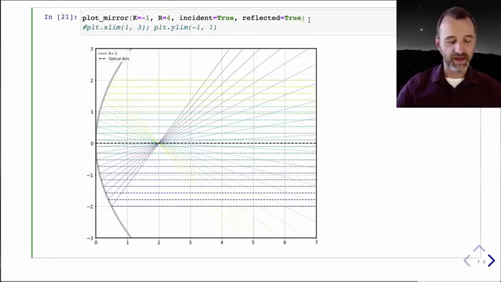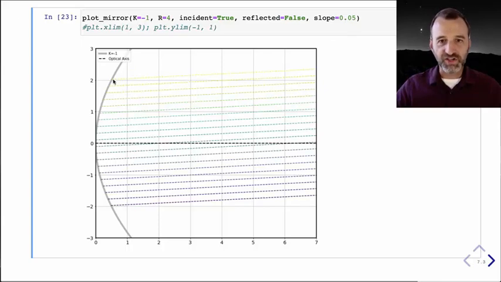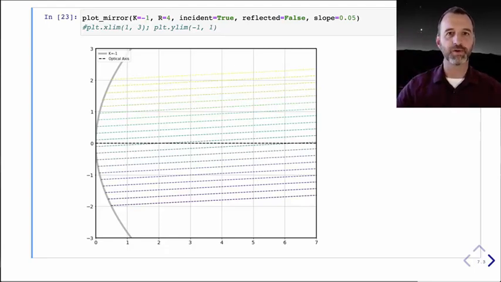So we can simulate that here just by changing the slope of those lines coming in. I'm just going to make them a little bit offset. Let's turn off the reflected for a second. There we go. So now all these lines are at a slope of 0.05 with respect to this optical axis here. And so the question is, when they bounce off, where are they going to end up? So think about this for a second. This is kind of an important point. Stop the video if you need to, and just predict in your head, where are all these light rays going to end up?